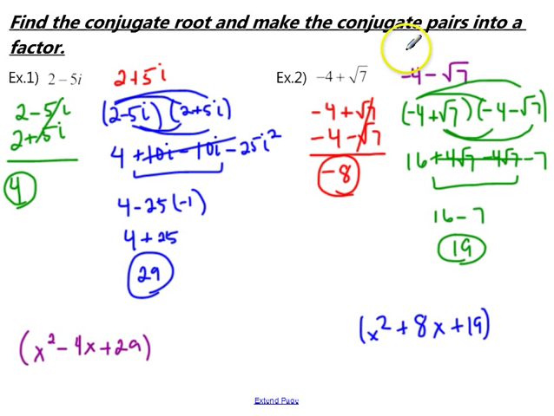So the first part is finding the conjugate root, negative 4 minus square root of 7. So remember, you're only changing the sign of either the irrational or the complex part of the root. You're not changing the first one. So in part 1, when you add straight down, you should get negative 8. When you FOIL the two conjugate pairs, you should get positive 19. So when you combine them for your trinomial, you should have x squared plus 8x plus 19. So don't forget the signs.